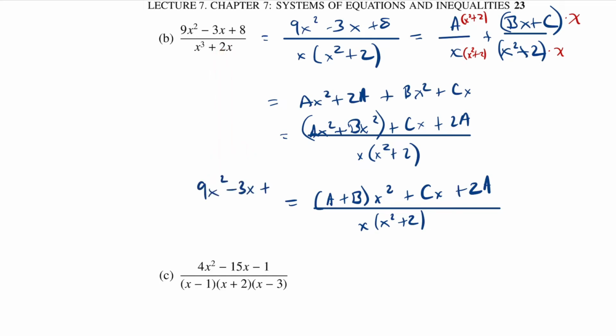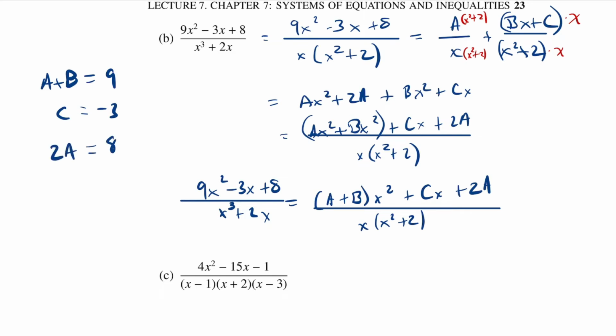Okay, and so now we see that this coefficient corresponds to the 9, this coefficient corresponds to -3, and this constant corresponds to 8. So we have three equations, the first one being a plus b equals 9, the second one is c equals -3, and the last is 2a equals 8. So we can easily solve for a by dividing both sides by 2, we get 4. So we have c, we have a, now we just need b. So substitute 4 there, and you're going to get 4 plus b equals 9, b equals 5.